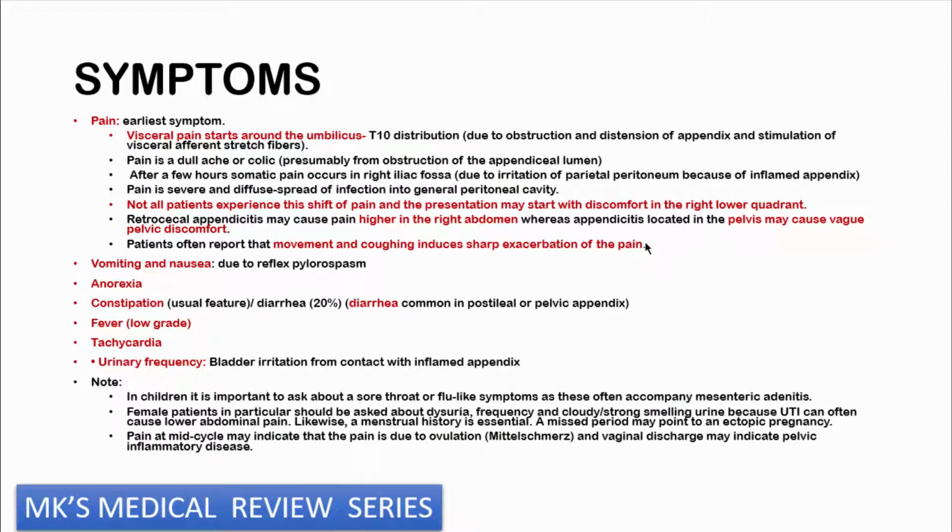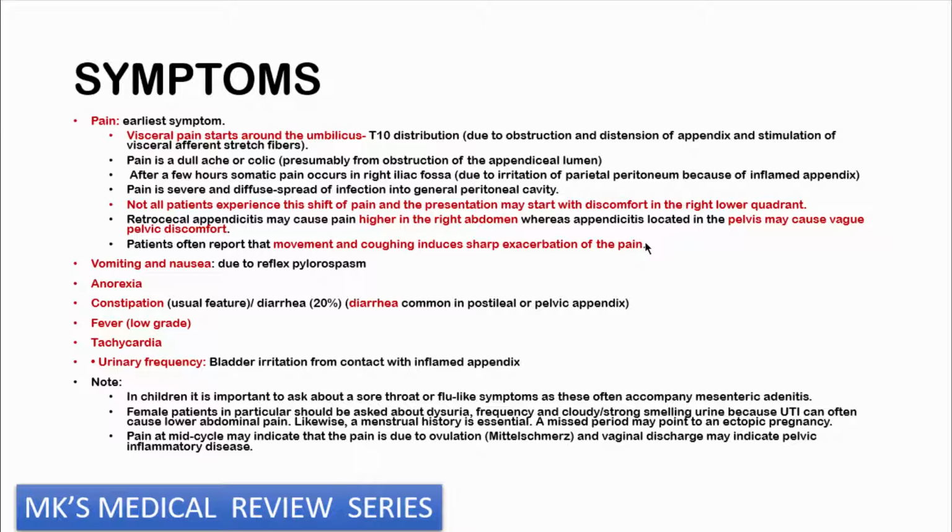So some symptoms include pain. This is the earliest symptom that we see in appendicitis. It starts off as visceral pain that is often around the umbilicus. This is because there is obstruction and distension of the appendix that stimulates visceral afferent stretch fibers. And of course, the distribution is T10, so the dermatome is at T10. You may get this characteristic pain that is dull or even colicky.